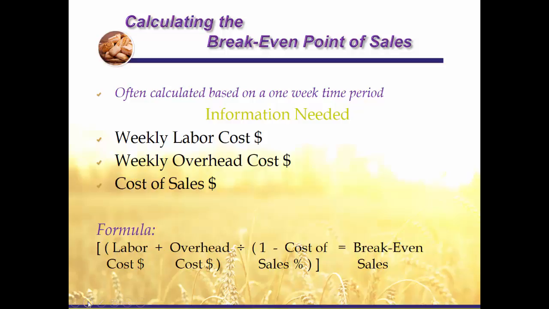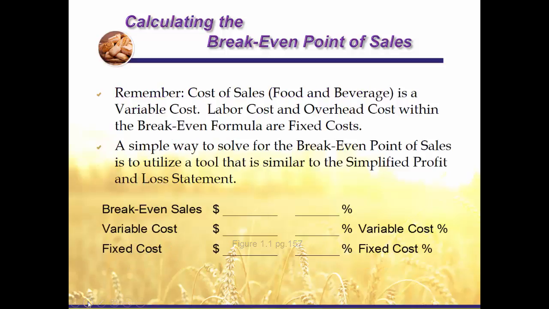The information needed is the weekly labor cost dollars. We also need weekly overhead cost dollars and the cost of sales. The formula is labor cost dollars plus our overhead cost dollars, divided by 1 minus the cost of sales percentage. This gives us our break-even sales.